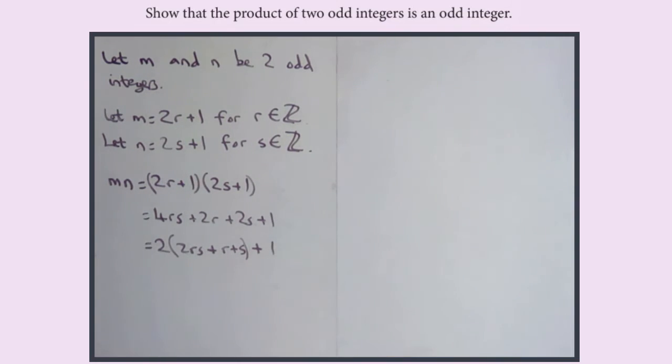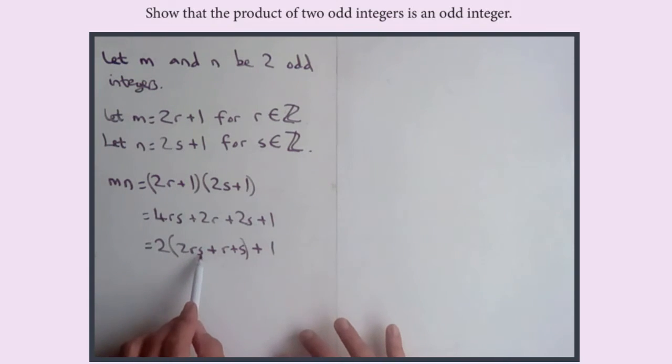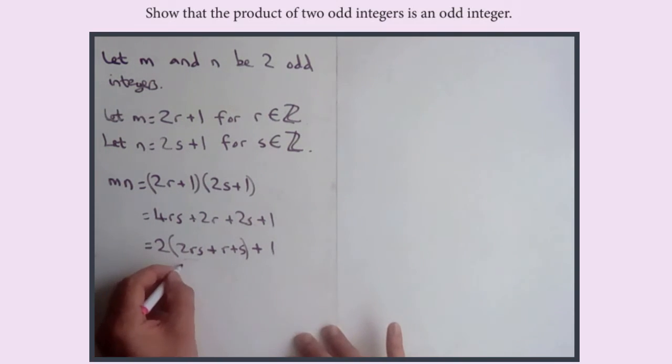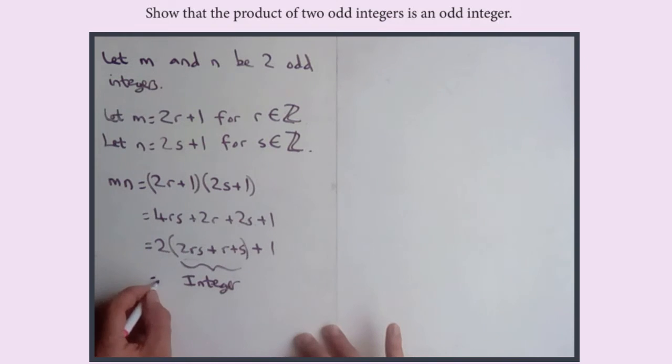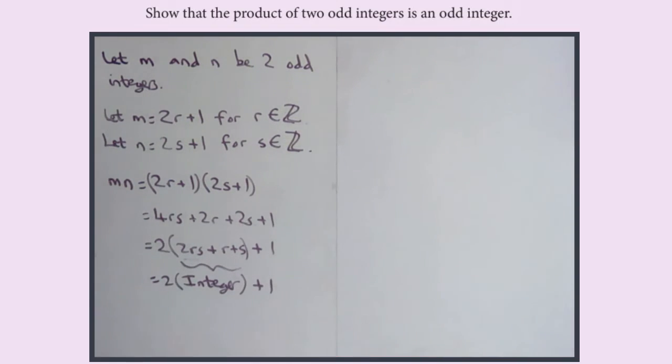Then if you think about it, we know that r is an integer, s is an integer. So this is 2 times an integer times an integer. This must be an integer. This must also be an integer. So everything in here is an integer. So this whole thing must be 2 times an integer plus 1, which must be odd.